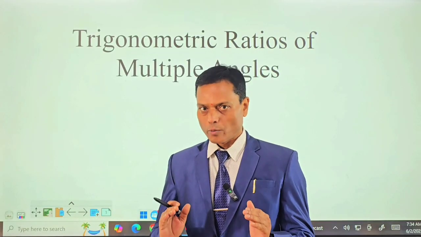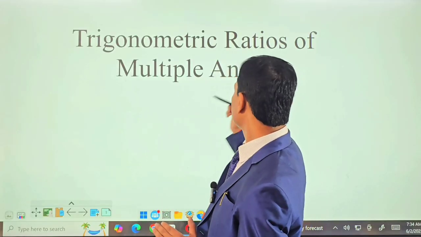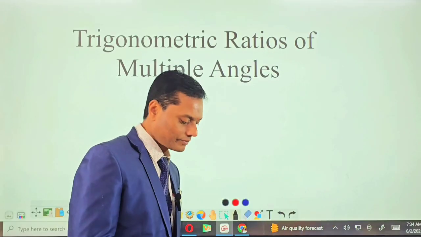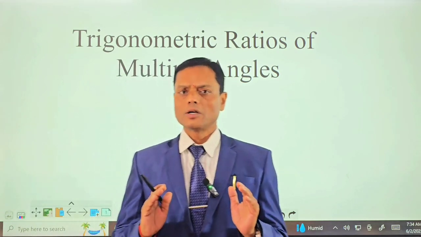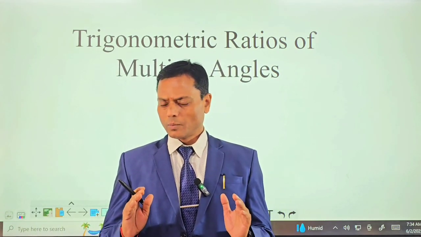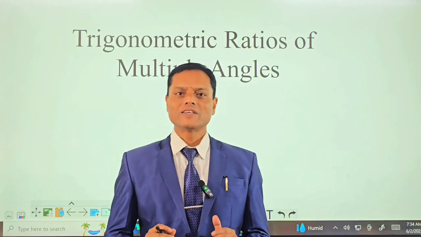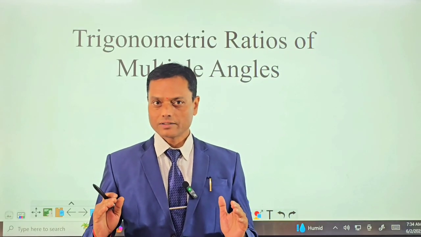Today's topic is very important. That's the trigonometric ratios of multiple angles. What's the definition of multiple angle? Multiplication table of 2, multiplication table of 3, 4, 5, like this.